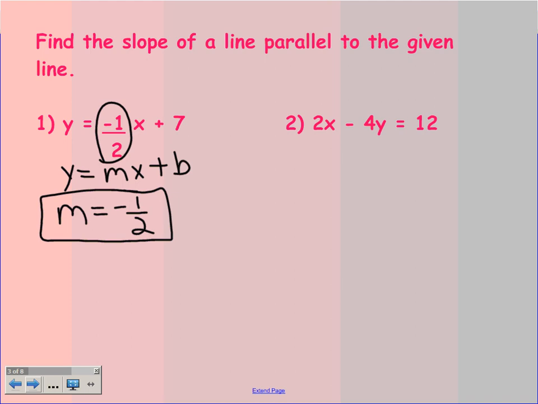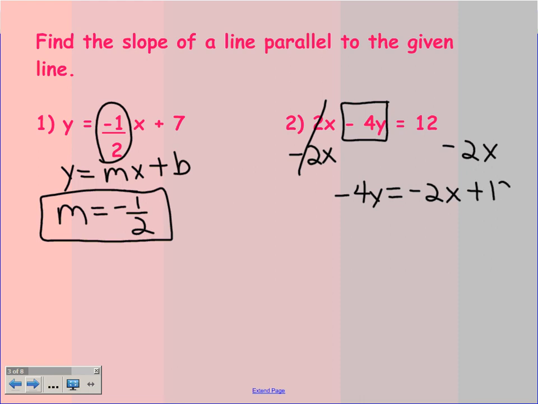Number 2, from this equation, we don't know our slope. So we have to put it in slope-intercept form in order to find the slope. I know that in order to put it in slope-intercept form, I need to be solving for y. So to do that, I'm going to subtract 2x on both sides of the equation. So I end up with negative 4y is equal to negative 2x plus 12. I wanted to move that x term up front. And then I can solve for y by dividing both sides by negative 4.